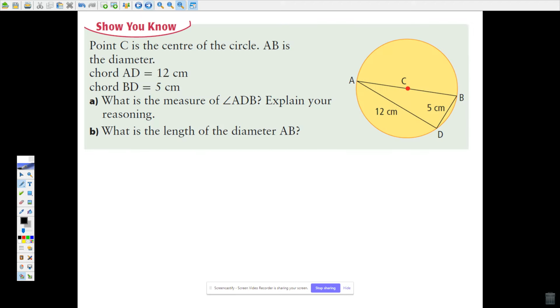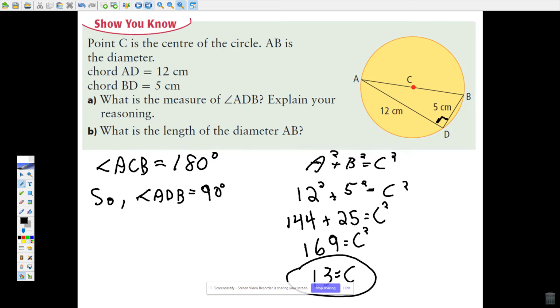Using that same knowledge you just gained, please try this question yourself. You have to give the measure of ADB, and then you have to give the length of AB. Please try that now. Now that you've had an opportunity to try, here's the answer. Once again, ACB, the central angle, is a straight line. The measure of a straight line is 180 degrees. So the inscribed angle has to be 90 degrees, half of 180.